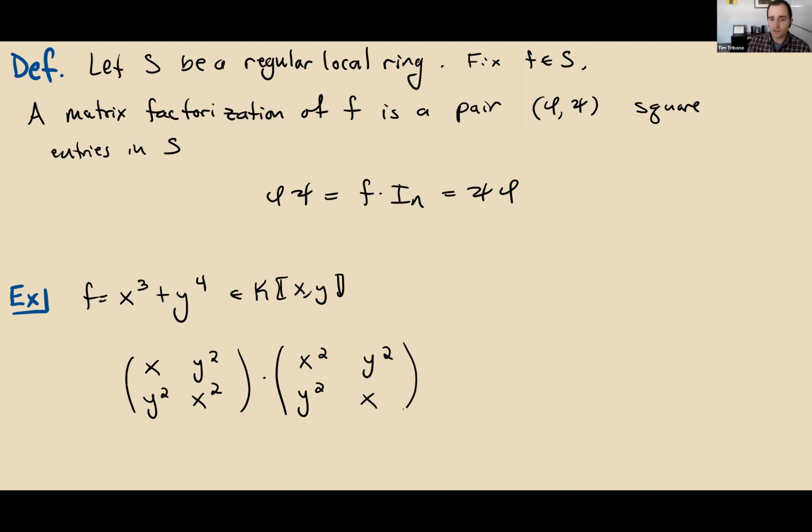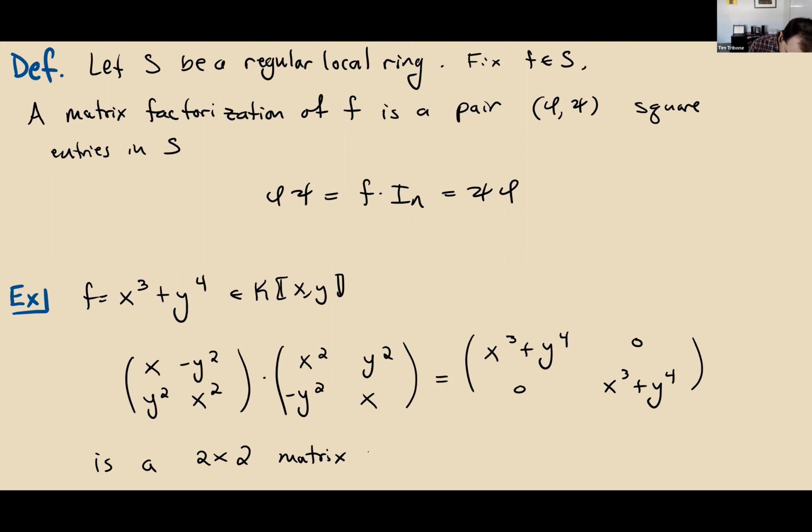I've cleverly laid out some input values here. Obviously, well, maybe not obviously, this isn't going to work. But if I put in some minus signs in some clever places, it will work, and you get a nice factorization of this in terms of matrices. When you do the product, you get x cubed plus y to the fourth down the diagonal and zeros everywhere else. So this is a 2 by 2 matrix factorization of x cubed plus y to the fourth.